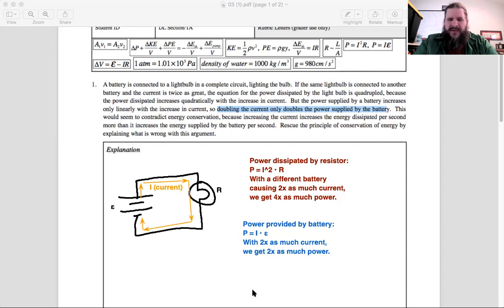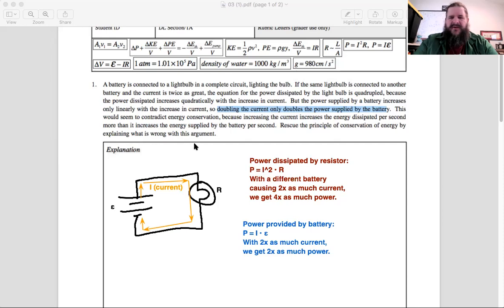Let's take a look at those equations one step at a time again. Power dissipated by a resistor is definitely I squared times R. We're getting twice as much current, so current squared becomes 4 times as much power. And of course, it's the same resistance because it's the same light bulb. How are we getting twice as much current?